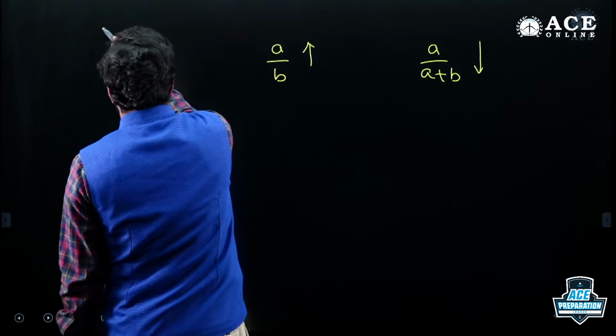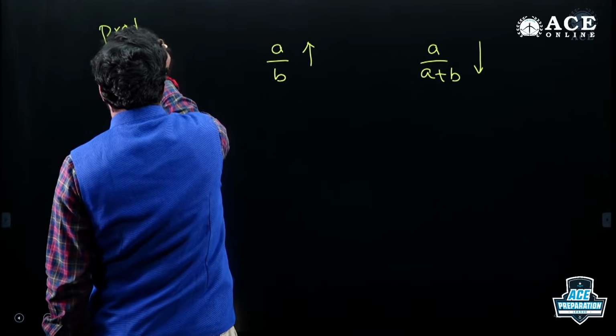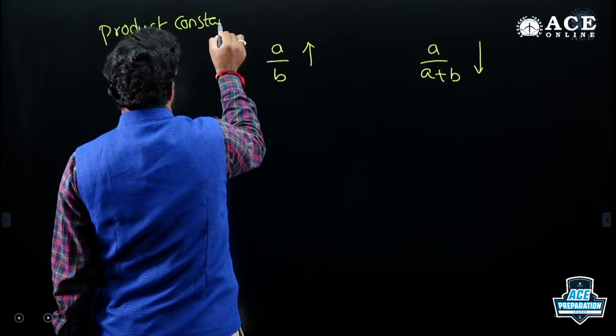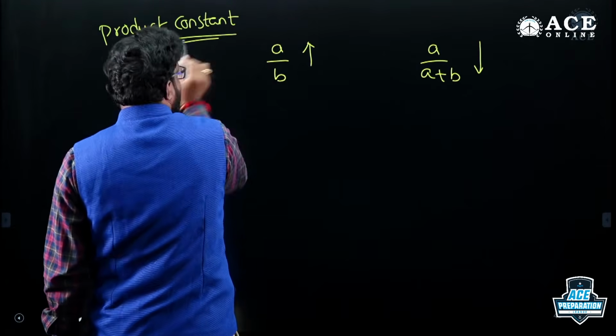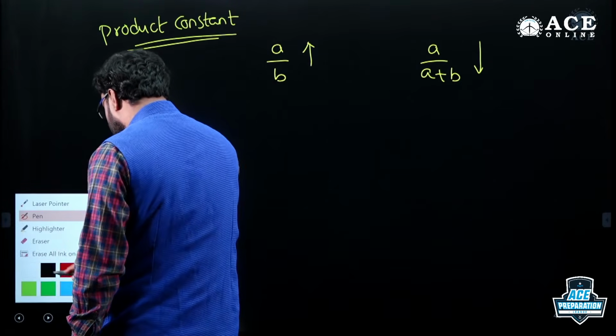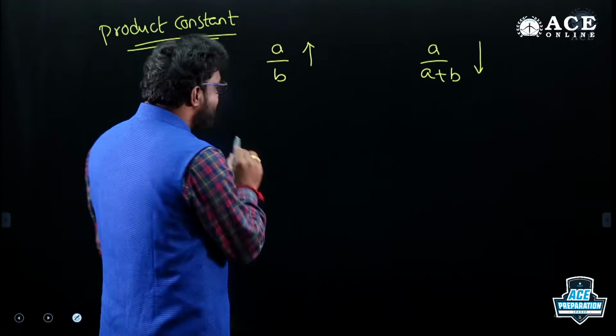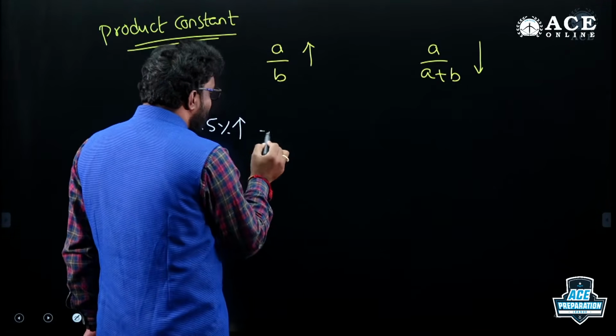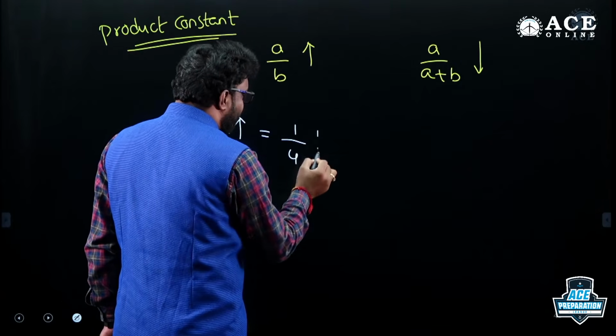For product constant, this is one important shortcut. If A by B increase is there, then you should do A by A plus B decrease. What is this? Here, 25% increase in price, meaning 1 by 4. 25% means 1 by 4.